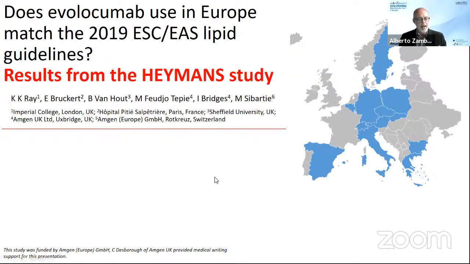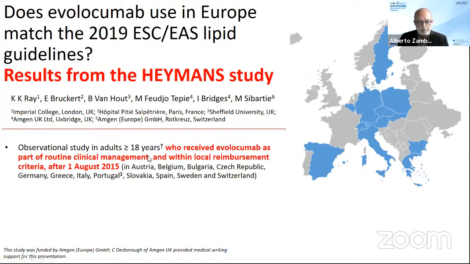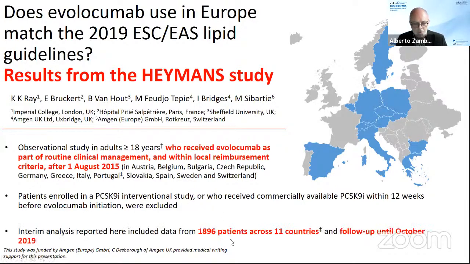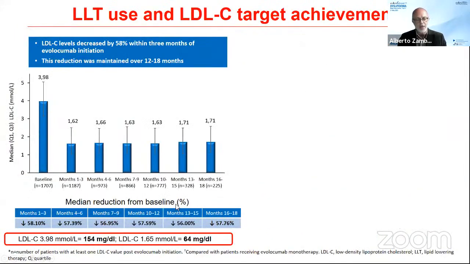So quite interesting. The real impact on the real life of the use of PCSK9 inhibitors comes from the preliminary results from the Heyman study. These include adult patients greater than 18 who receive evolocumab as part of the routine clinical management, not as part of a randomized clinical trial. You see the countries in Europe involved, and the patients enrolled, of course, receive the PCSK9 inhibitor according to the guidelines of a specific country, allowing them the use of PCSK9 on top of the available background therapy. About 2,000 patients, once again, 11 countries. The follow-up was until October 2019.